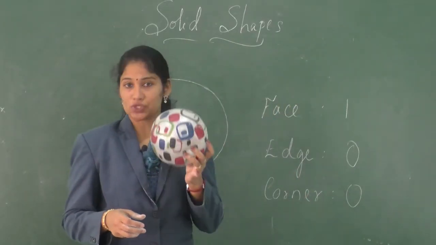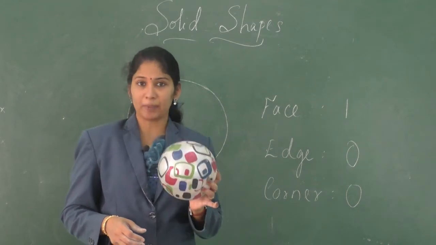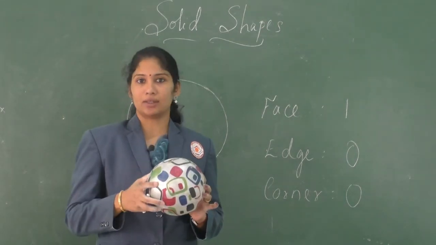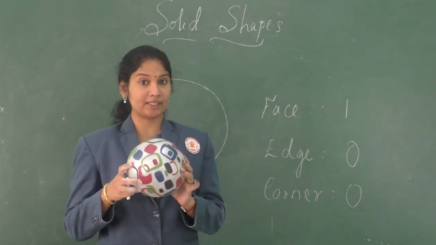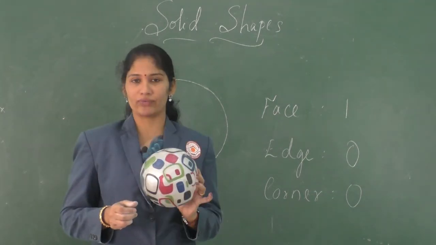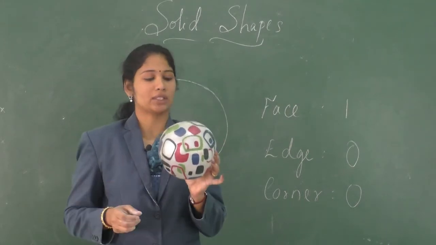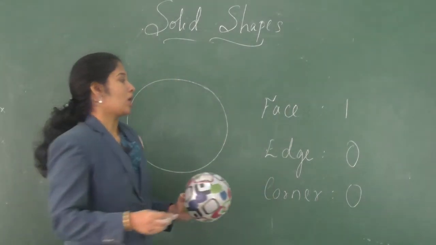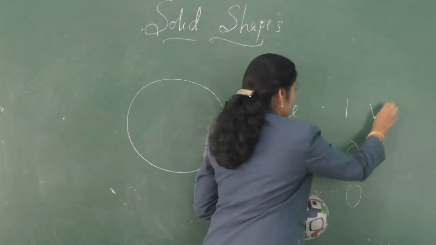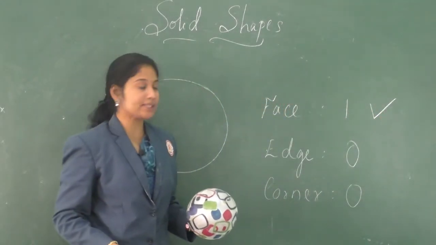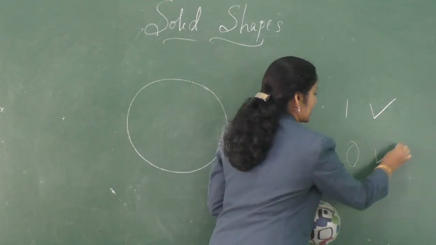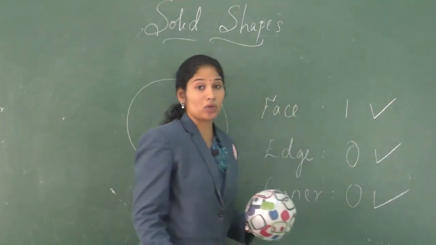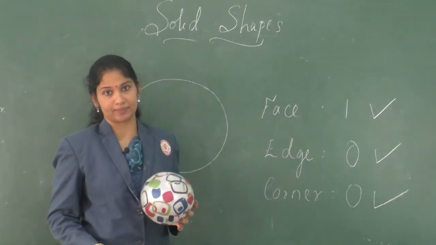Children, next which shape? Yes, it's a sphere. Sphere is a 3-dimensional representation of a circle. How many faces are there? Yes, only 1 face. And there is no corner and there is no edge. So, sphere has only 1 face and 0 edges and 0 corners because there is no straight line.